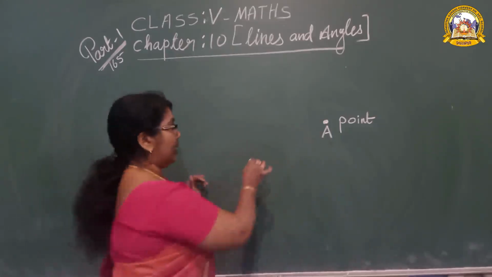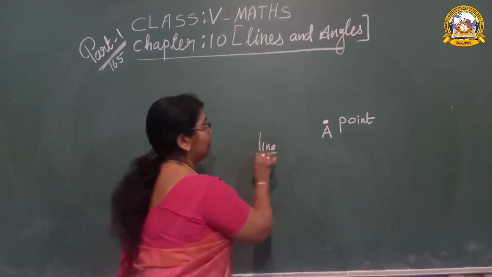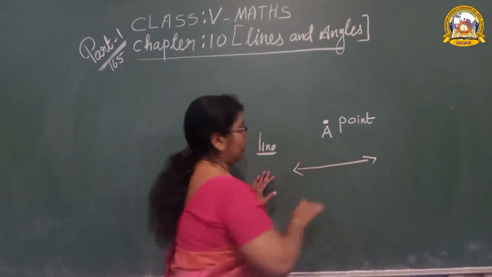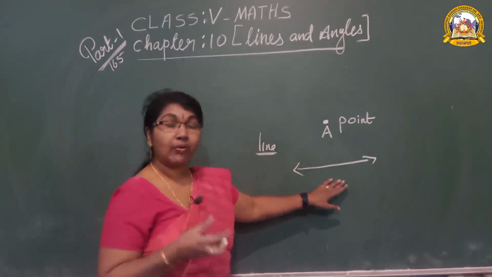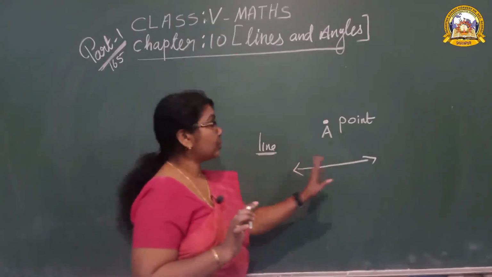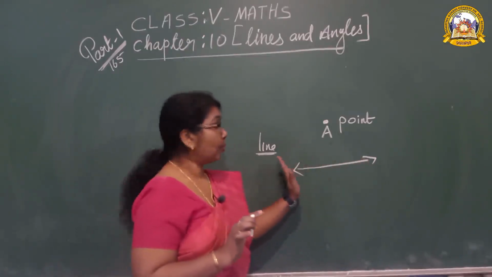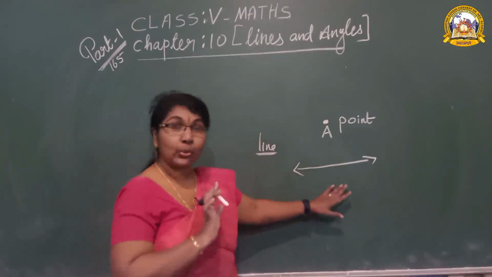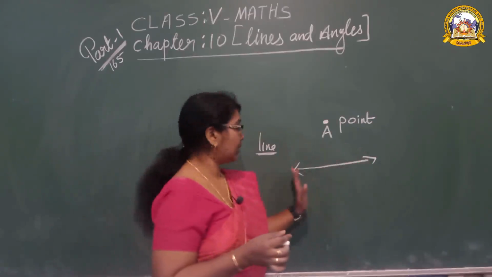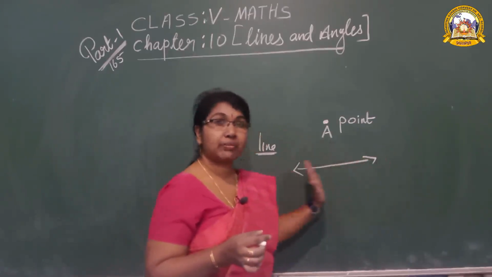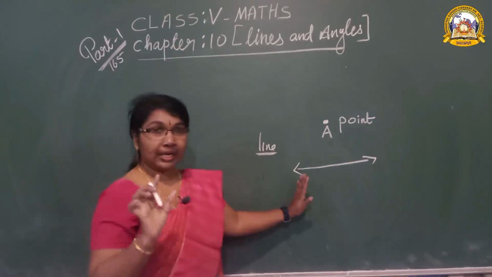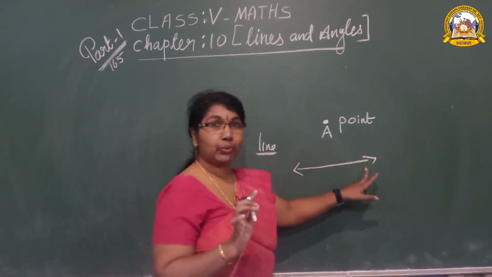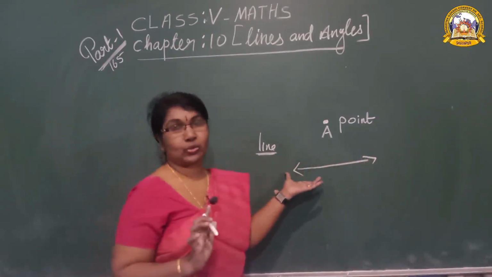Now the second one is line. This is a line. A line does not have a definite length. It has no end point. Both sides it goes on. Why? Because with arrow marks on both sides you can extend it more and more. So once more, a line has no fixed length and it has no end point.